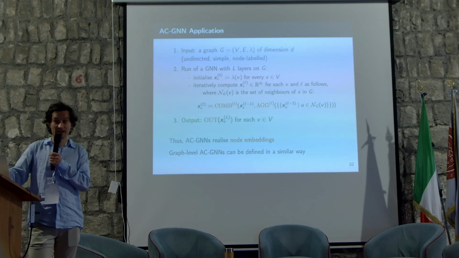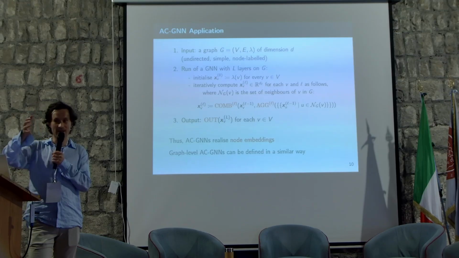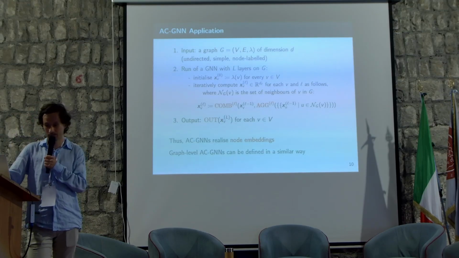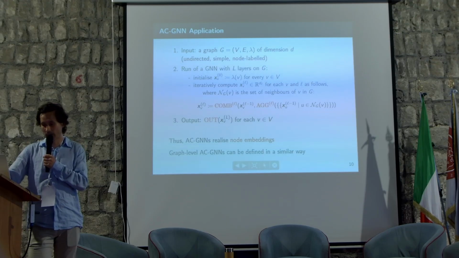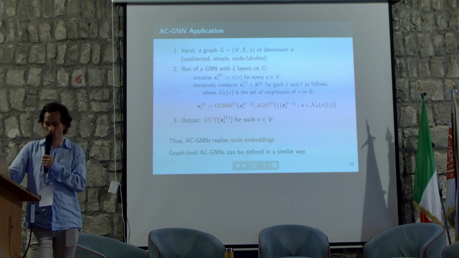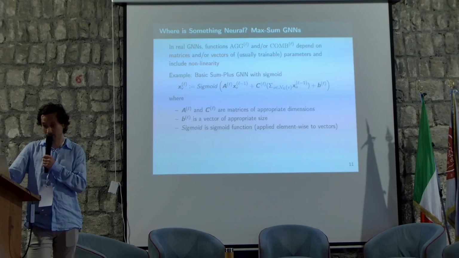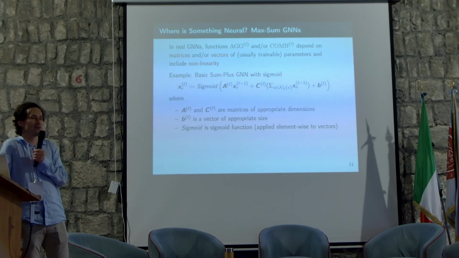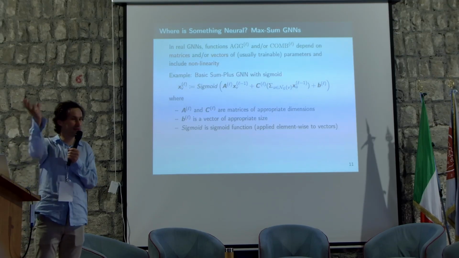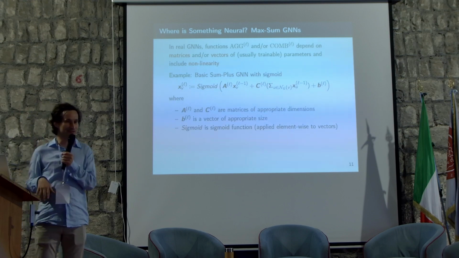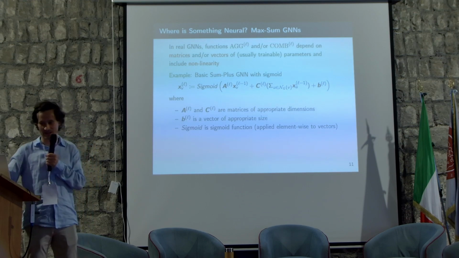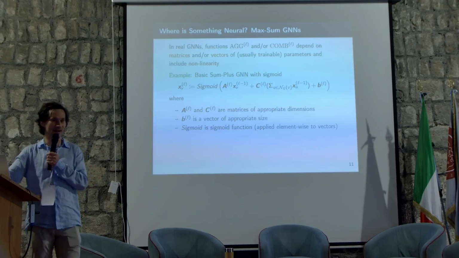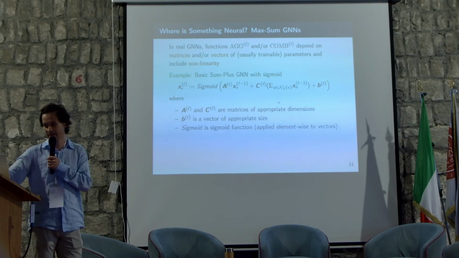So these GNNs realize node embeddings, right? We really say something for each node in each graph. Of course, we can generalize this setting to the graph level, where we say something, yes, no, or a number, for each graph itself. You may ask me, okay, then where is anything neural here? The setting I presented is very general. Of course, in real life, we do have neural stuff. We do have matrices and vectors and some learnable parameters and all these things.